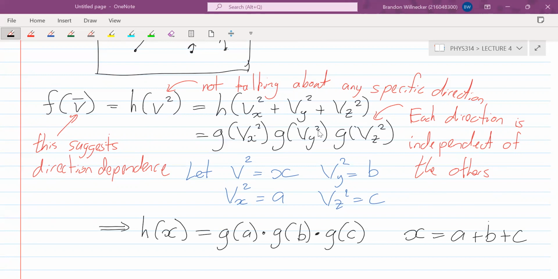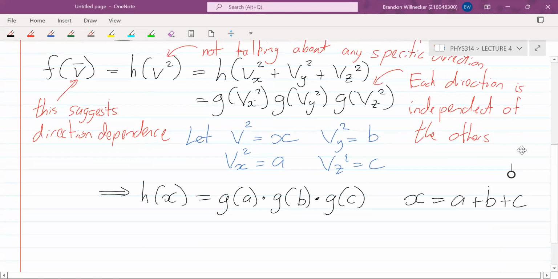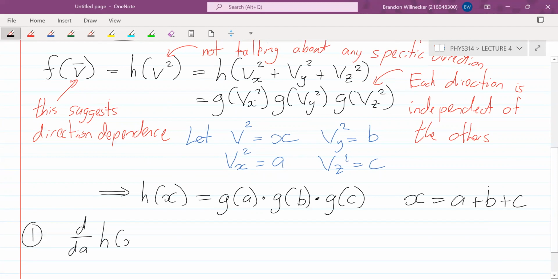Okay, so what we're going to do now is take a few derivatives, and we're going to use that to figure out the shape of this h function. So what kind of function is it? First, we're going to take the derivative with respect to A on both sides. So that's our first bit. It's going to be d by dA of h of x is equal to d by dA of this product.